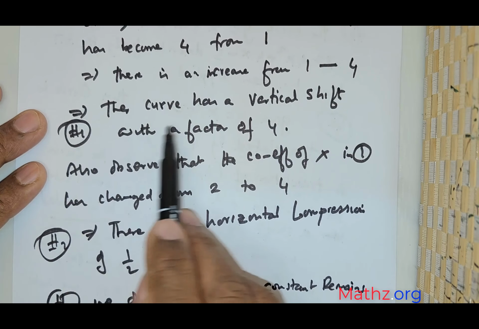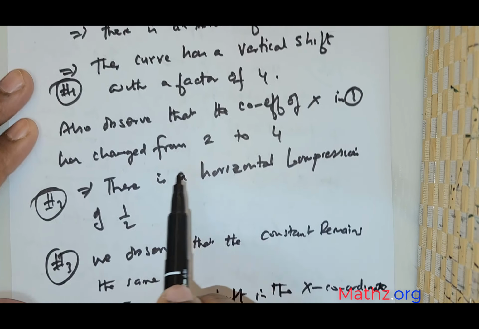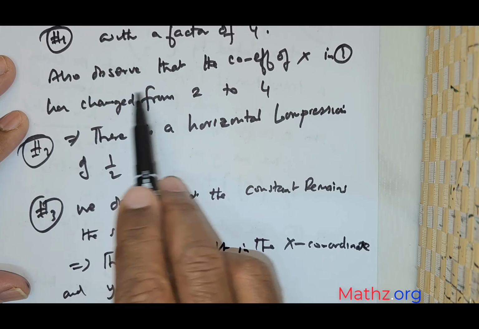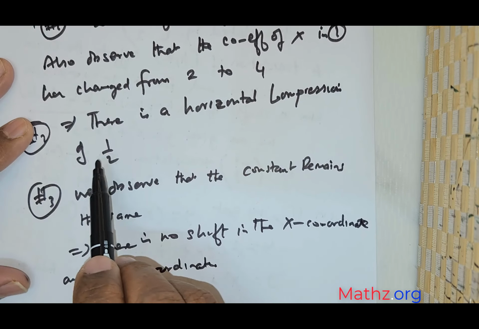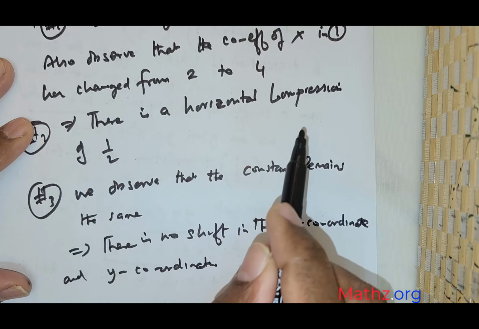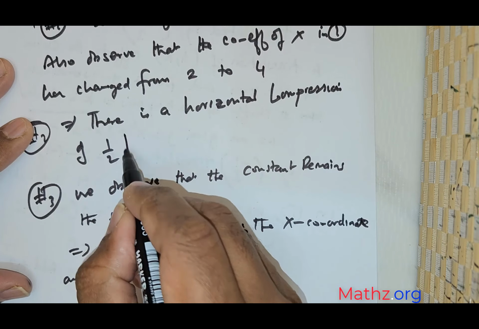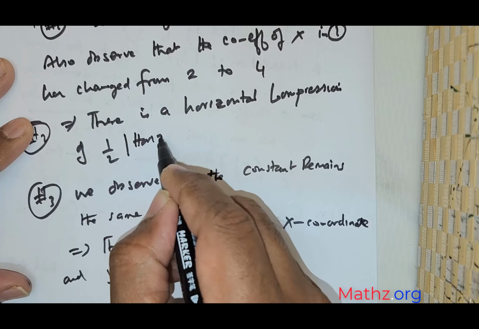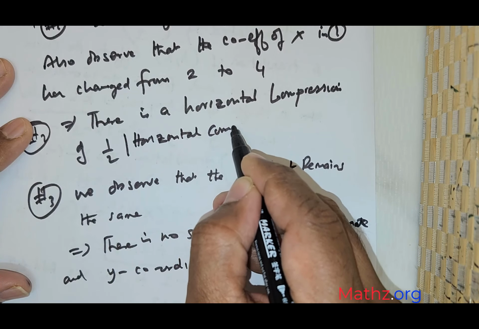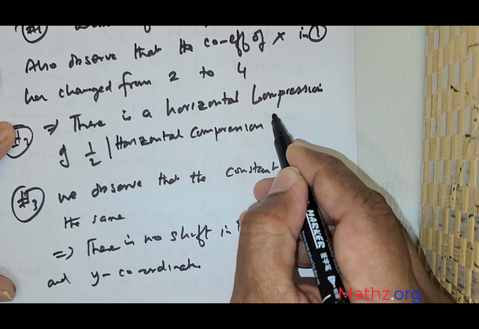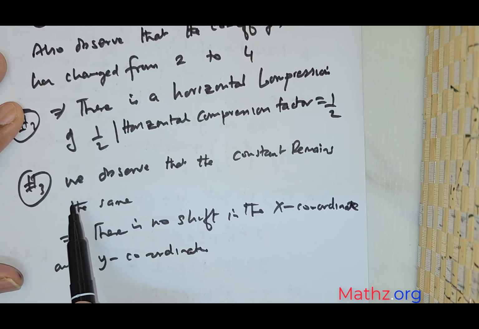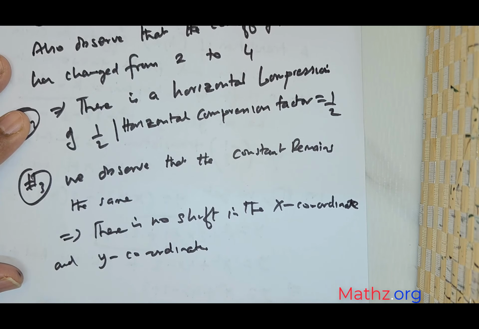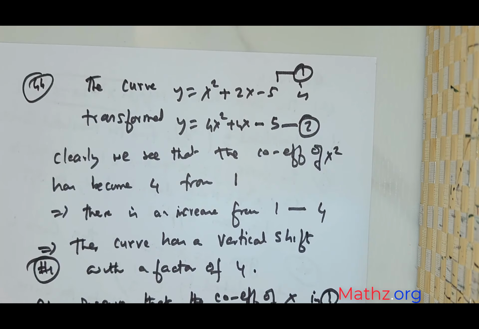So these are the important points. The curve has a vertical shift with a factor of 4, and I've given you the reason for that. And for the second part, the horizontal compression with a factor of 1 over 2, or you can say horizontal compression factor equals 1 over 2. And then finally, there is no observed change in the constant. That means there is no shift in the x coordinate and y coordinate. So that completes the solution for this question. We move on to the next one.